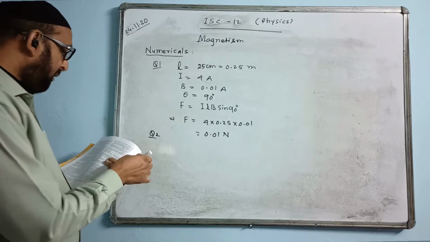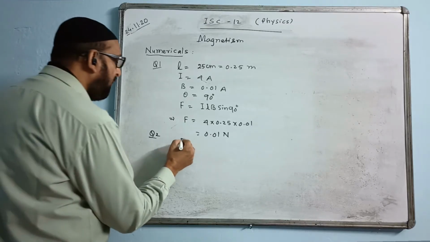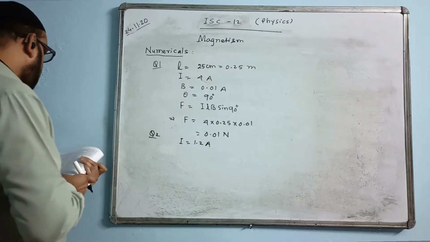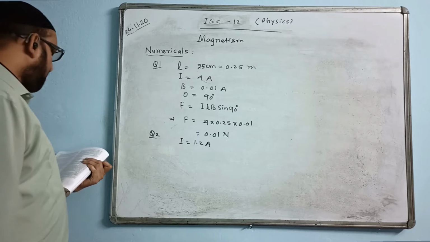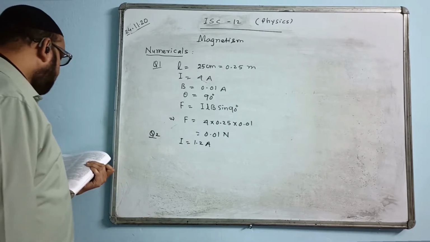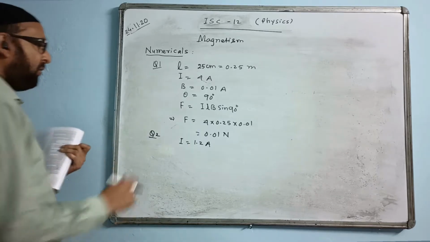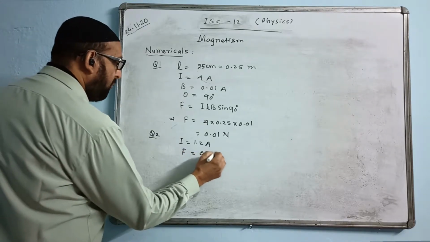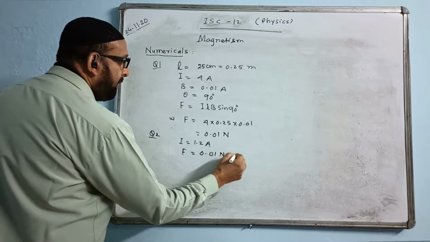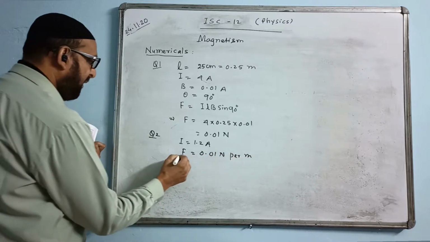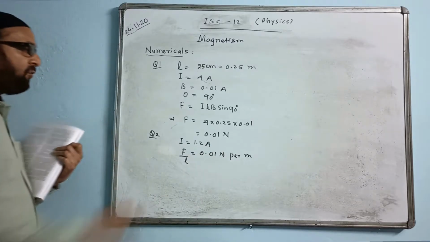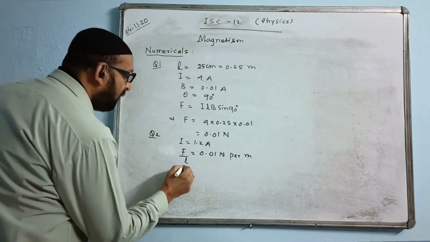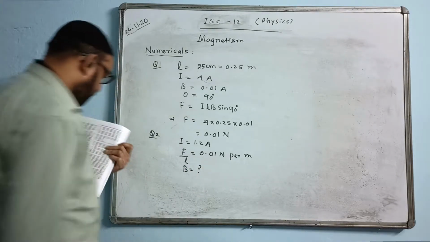Copper wire is carrying a current of 1.2 ampere. Write down current value, current I is 1.2 ampere. Direction already told you, east to west, that we'll see later on. What is the direction of the magnetic field so that a force is given, 0.01 Newton per meter. That is the F by L value given, force per meter is given this much. Then you have to find the value of B. B is unknown.